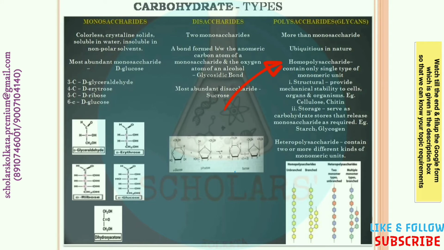Okay. So these homopolysaccharides are structurally of two types that are called branched and unbranched, as you can see in the picture. Now, the homopolysaccharide is divided into two types based on their working principle. One is the structural homopolysaccharide and another one is the storage homopolysaccharide. The structural homopolysaccharide provides mechanical stability to cells and organs of different types of organisms. As an example, we can take chitin.